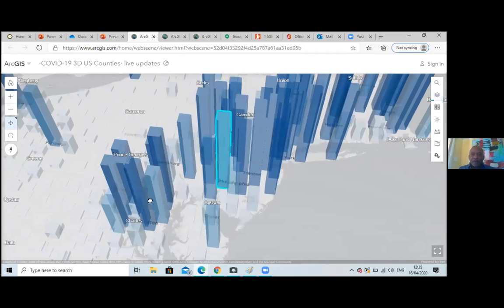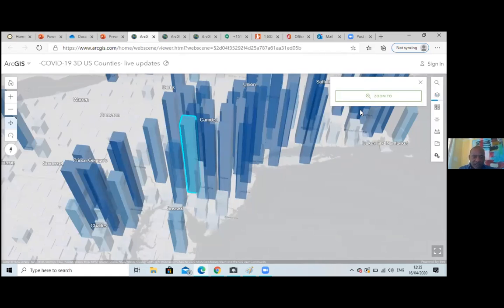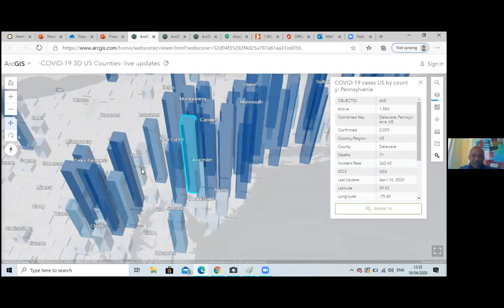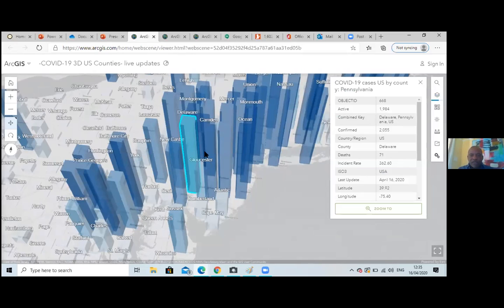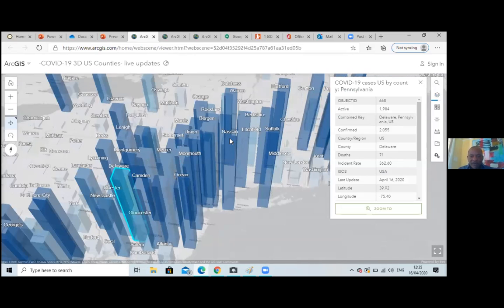So you can see this is DC, Prince George's County, this is New Jersey, Monmouth County, this is the New York area, Nassau County, I still live in that county, a county on Long Island. If you were to click on any of these, you could get details. So let's look at Nassau County. Nassau County has experienced 27,772 confirmed cases, 1,109 deaths as of today.